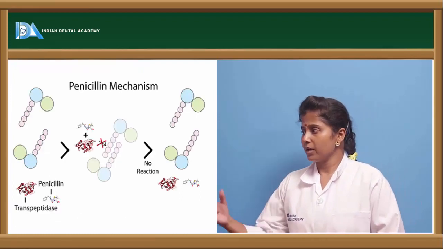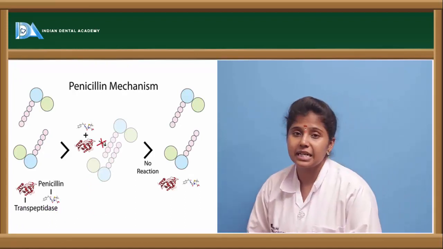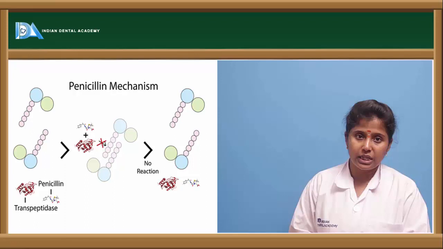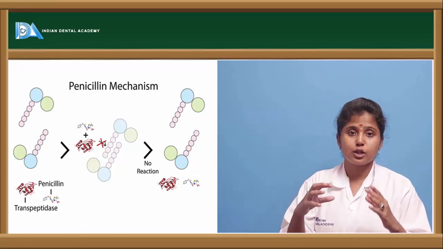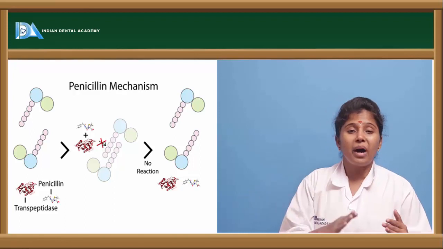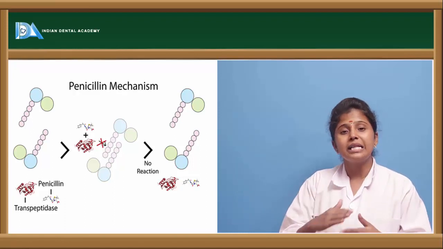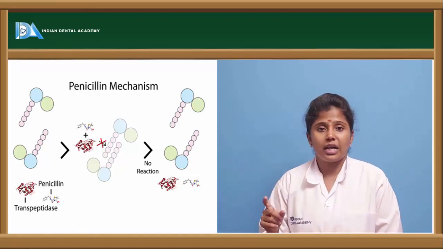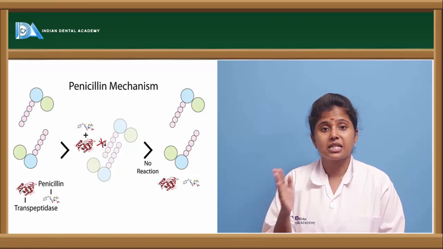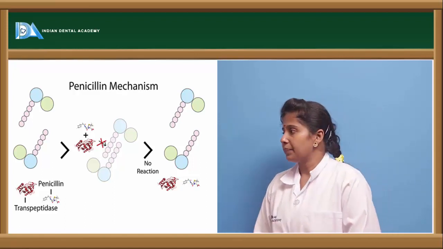If we see the penicillin mechanism of action, transpeptidase is one of the enzymes involved in cell wall synthesis. Penicillin contains a beta lactam ring. This beta lactam ring will bind to the enzyme instead of the substrate molecule, and thereby the enzyme activity is inhibited and the reaction does not take place. In the sense, the proteins which are involved in cell wall synthesis are inhibited.